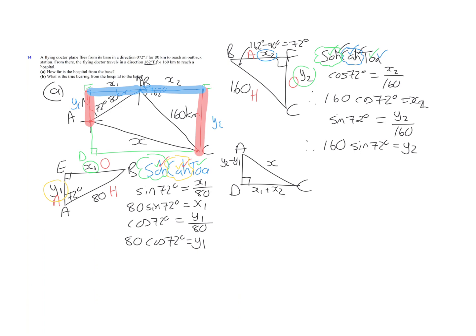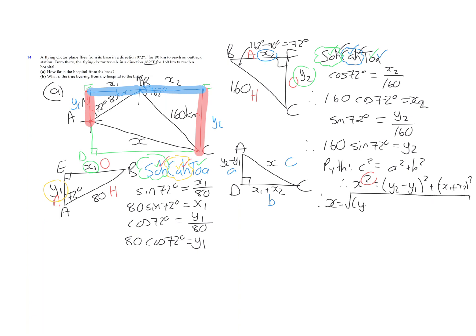So let's put that in, and then I'm going to use Pythagoras. That's the hypotenuse C, that's A, that's B. According to Pythagoras, C squared equals A squared plus B squared. So x squared equals, A is y2 take y1 squared, B is x1 plus x2 squared. Backtrack the square by taking square root. So x equals square root of (y2 minus y1) squared plus (x1 plus x2) squared.